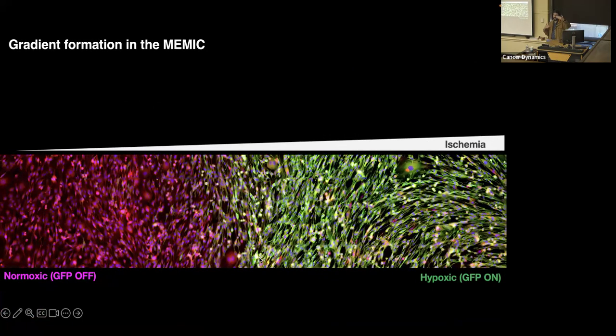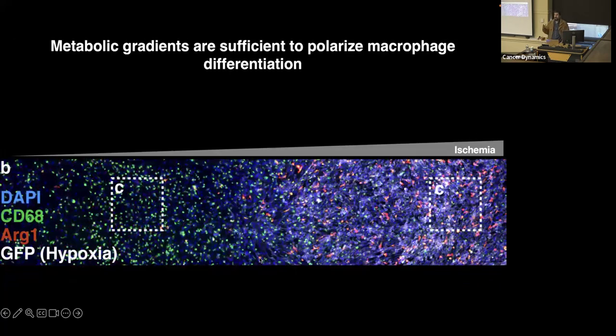So again, we're trying to have this sort of simple unidimensional, gradually changing environment, so we can try to study how cells change in these environments. Remember, I showed you that in the tumor, we found this arginase-1 positive subpopulation of macrophages only associated with ischemic tumor regions. And we can recapitulate here the same thing, right?